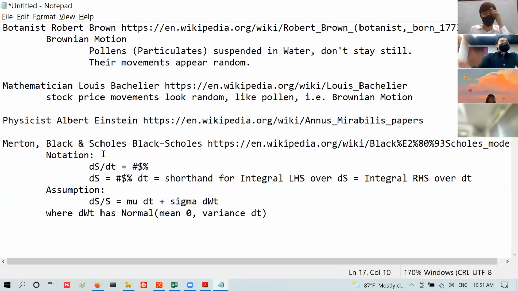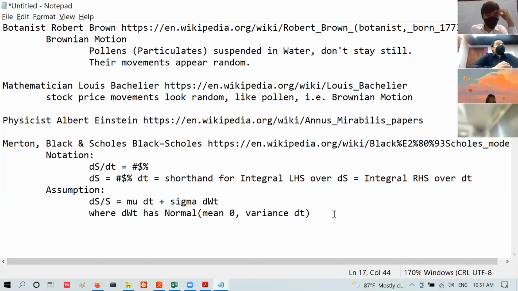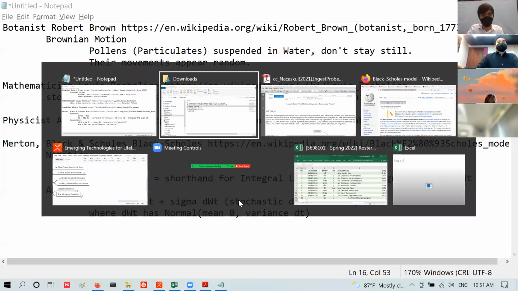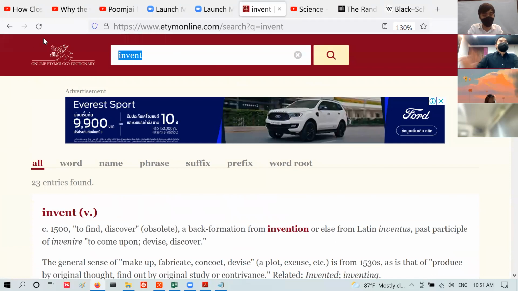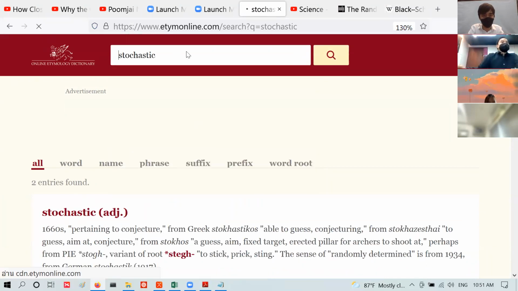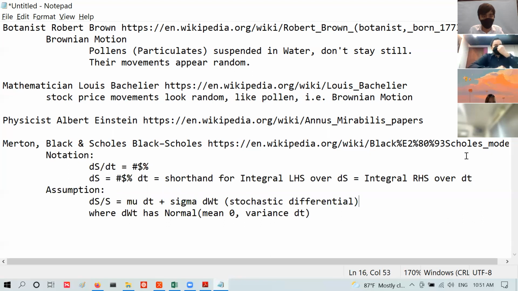Actually, it's much easier and nicer to write this in Mathematica, but we'll keep this here. It's fine. So what happened is this thing is called, by the way, a stochastic differential. dt is the differential. Stochastic means random. We'll look at that later. So that's the assumption. Now let's go to the financial market.